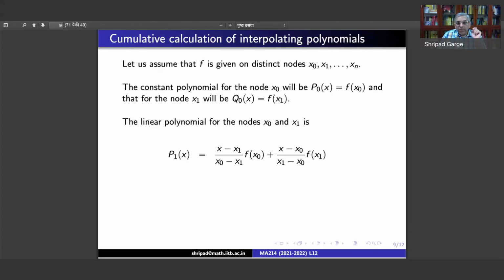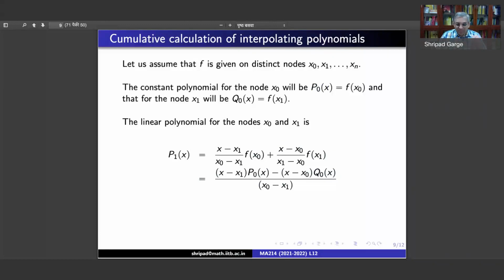We will notice that the denominators have the same value, except that there is a sign change. So if we just put the denominator the same, and observe that f of x0 is nothing but our polynomial p0 at x, and f of x1 is just q0 of x, then we get (x minus x0) q0(x) minus (x minus x1) p0(x), the whole thing divided by x0 minus x1. So we got the interpolating polynomial p1 from the interpolating polynomials for x0 and x1 and the information about x0 and x1. That's the only thing we had to use. We did not use anything else.